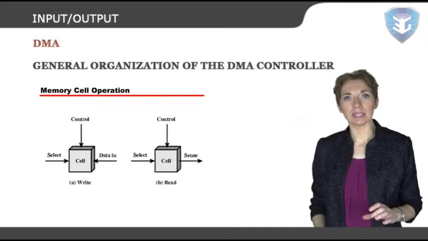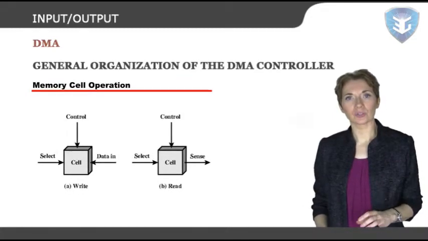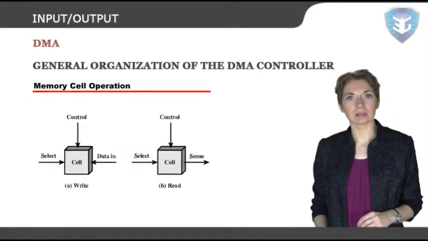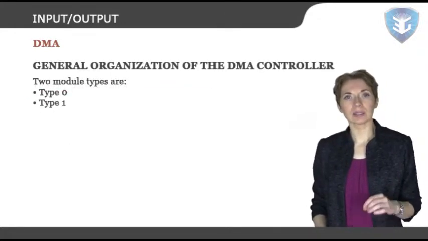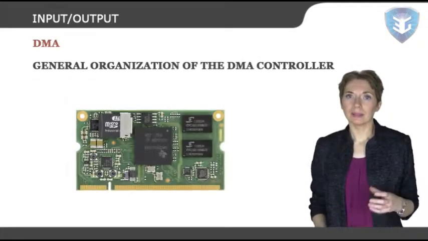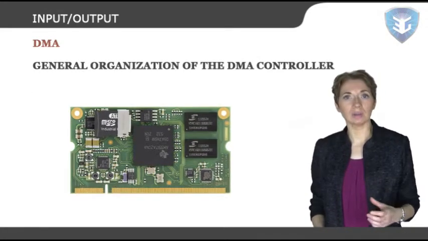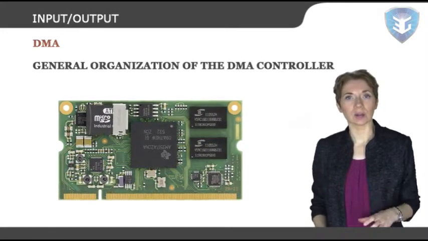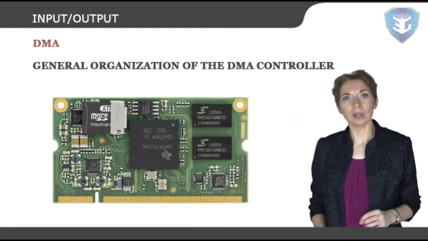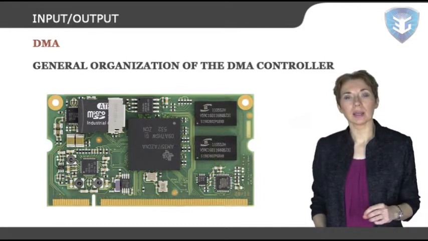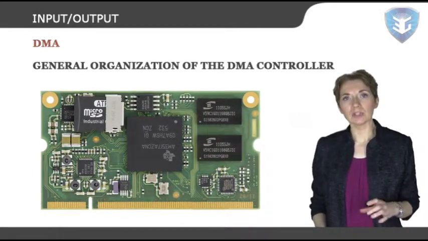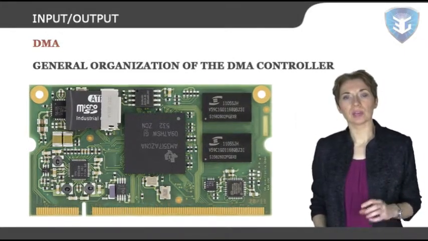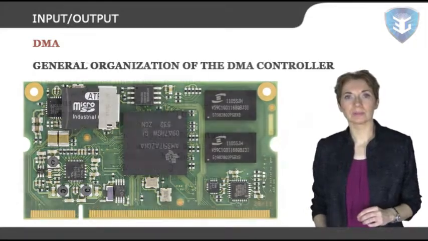General organization of the DMA controller. The DMA controller megafunction is designed for data transfer in different system environments. Two module types are provided, Type 0 and Type 1, and the user can choose the number of each module type. Type 0 modules are designed to transfer data residing on the same bus, and Type 1 modules are designed to transfer data between two different buses. Each module can support up to 4 DMA channels. The megafunction supports up to 16 total DMA channels.